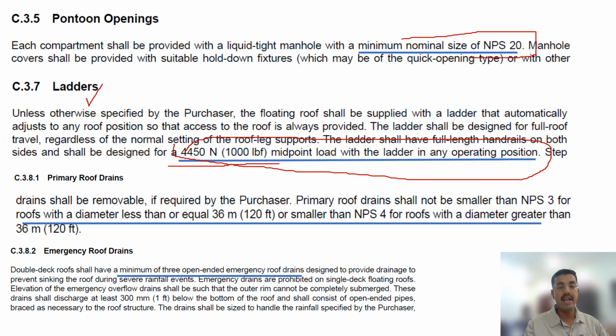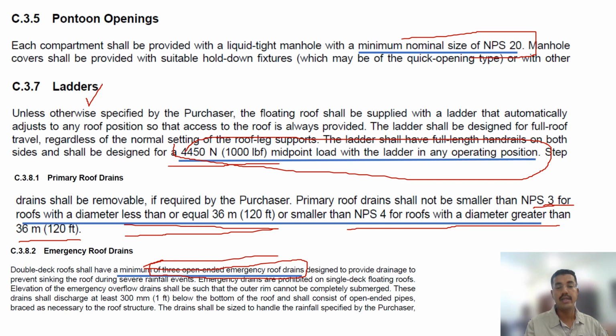Okay, primary roof drains. This is also important. Roof drains should be NPS 3 for roofs with a diameter not greater than 36 m or 120 foot, and NPS 4 for roofs with a diameter greater than 36 m. So NPS 4 for more than 36 and NPS 3 for less than 36. That's what it is asking. Emergency roof drains: a minimum of 3 open-ended emergency roof drains should be provided. This is also sometimes a closed book question. Okay.